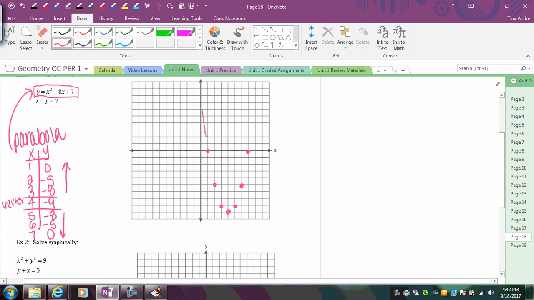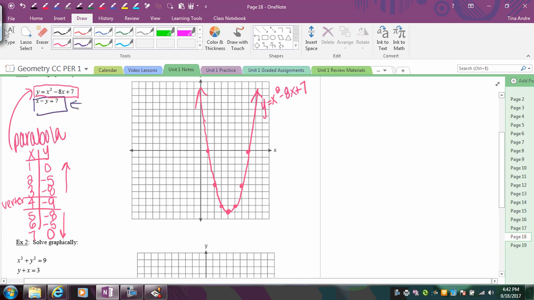So now I'm going to go ahead and connect these and try to make it as curved-like as possible, but I know it's not going to be perfect. So I have my parabola done. So I'm going to label it with its equation. It's going to be important to make sure that you're labeling each graph with its equation because you have two equations on here. You want to know what's what.